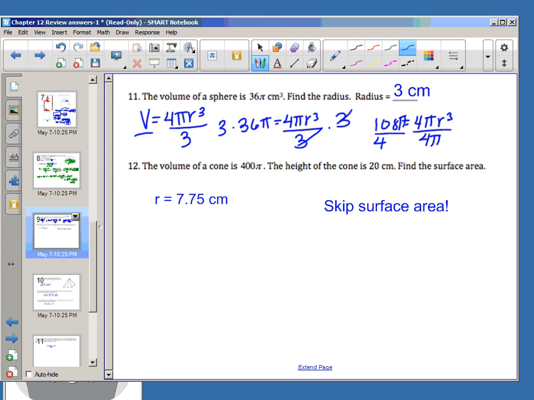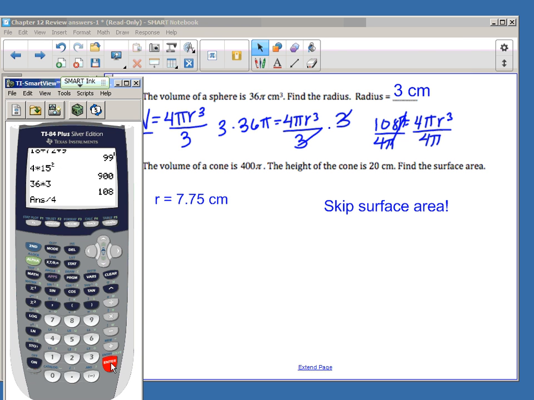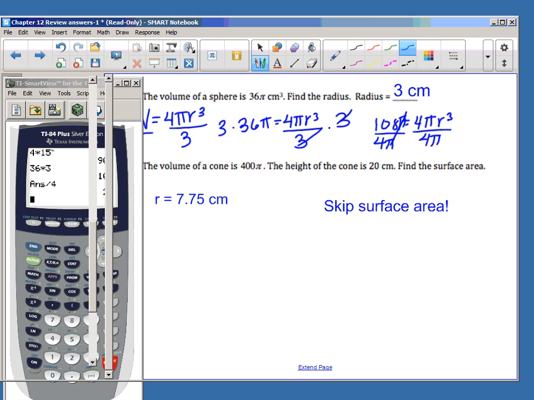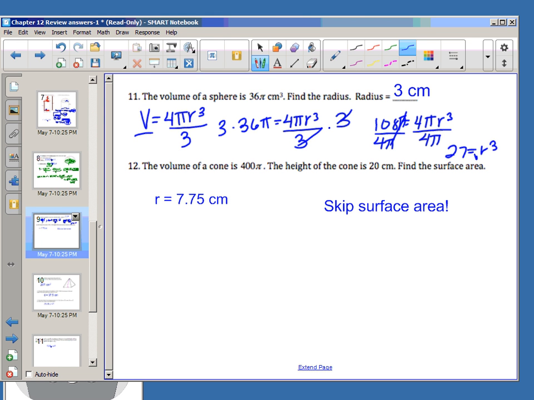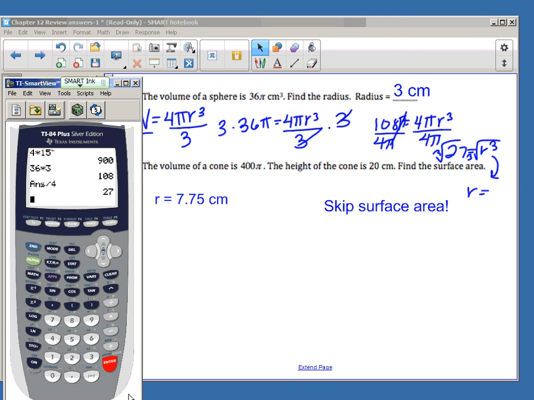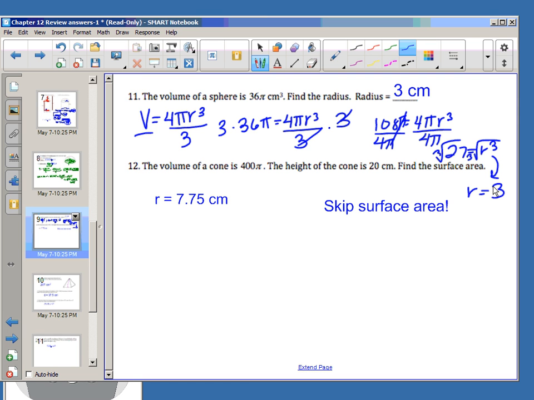Divide by 4 pi. The pi's are going to cancel, so I'm really just doing 108 divided by 4, which gives me 27. 27 equals r cubed. I need to cube root that. So my radius is going to equal, I need to show you the button on your calculator. On this one, you can just go to math, and it's number 4. And I need to put 27 in there. And it's going to be 3. So my radius is 3 centimeters.